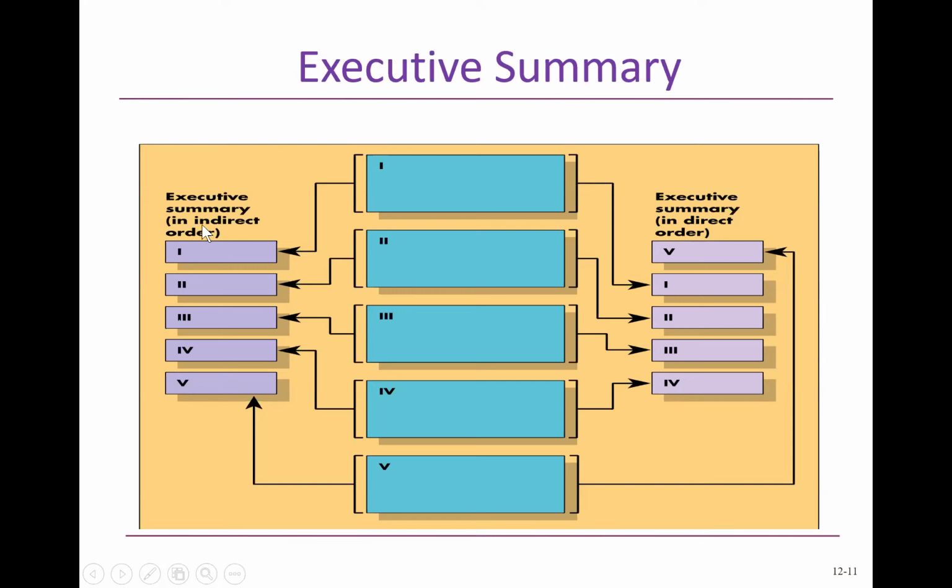Executive summary can be in indirect order, or it can be in direct order. In case of direct order, you will begin from the results section. You will give the result. Yes, strategic business communication has a good impact. The research coefficient says that the relationship is very positive.